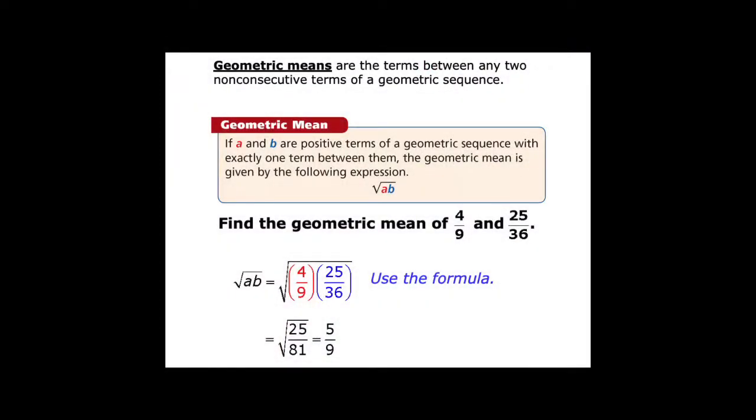Geometric means are the terms between any two non-consecutive terms of a geometric sequence. So if a and b are positive terms of a geometric sequence with exactly one term between them, the geometric mean is given by the following expression: the square root of a times b. So find the geometric mean of 4 over 9 and 25 over 36. You would multiply them and then take the square root, and that gives you 5 over 9.